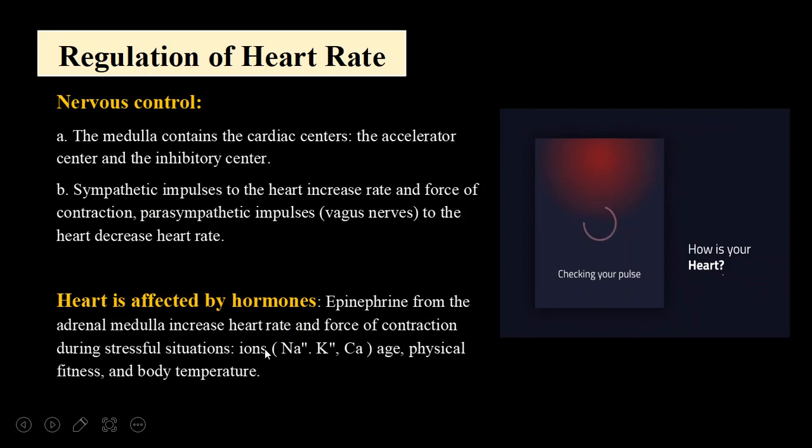We also have ions: sodium, potassium, and calcium. We have age. So in children, the heart rate is fast. When you are older or an adult, the heart rate is slower, normal. And physical fitness: when you are exercising, your heart rate is faster. And body temperature as well.